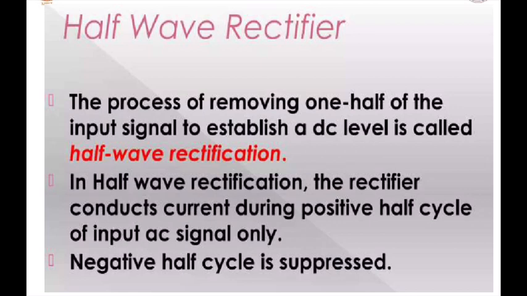A half wave rectifier is a circuit which converts the positive half of the cycle of the input signal to a DC level. It is a process of removing one half of the input signal to establish a DC level. That is called half wave rectification. It conducts current during the positive half cycle of the input AC signal only. The negative half cycle will be suppressed.